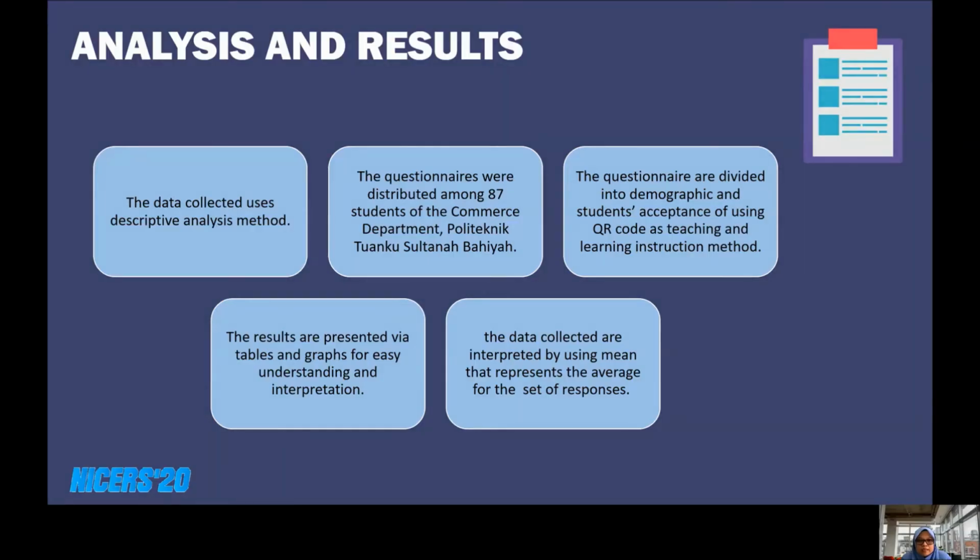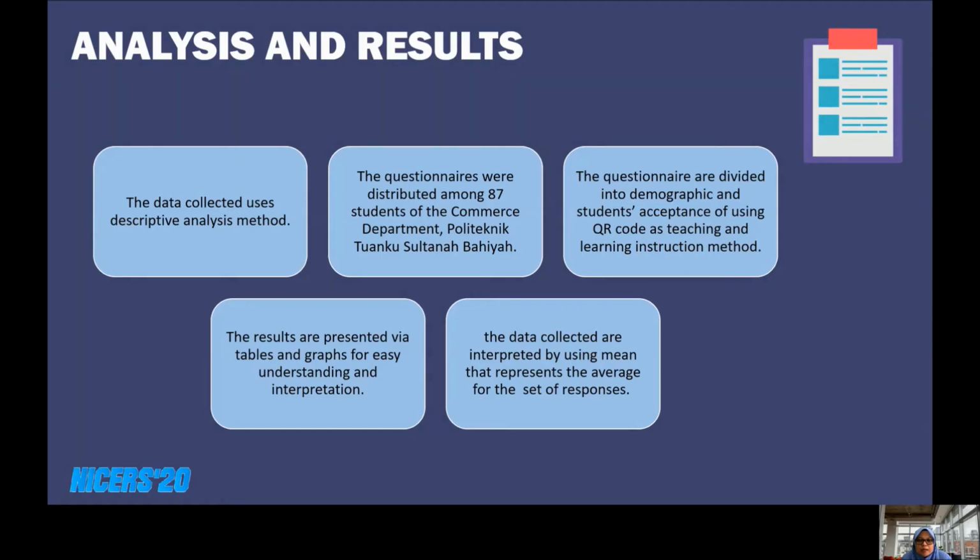Next is analysis and result. The data collected use descriptive analysis method. The questionnaire was distributed among 87 students of the Commerce Department, Polytechnic Tuanku Sultanah Bahiyah. The questionnaire is divided into two sections: demographic, and the second one is student acceptance of using QR code as a teaching and learning instruction method. The results are presented via table and graph for easy understanding and interpretation.